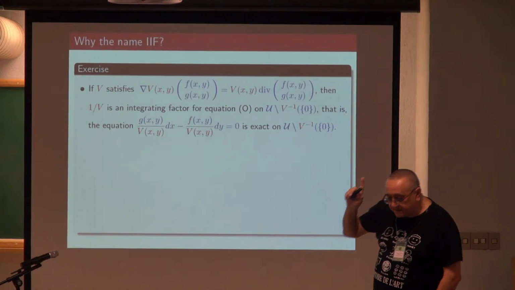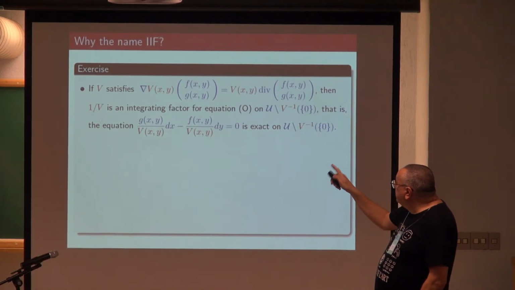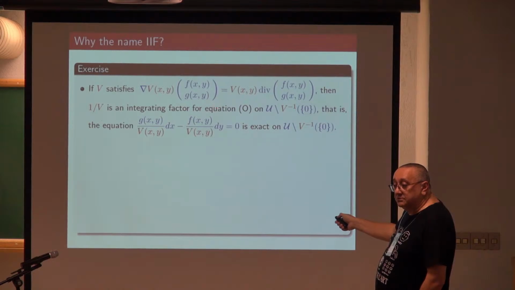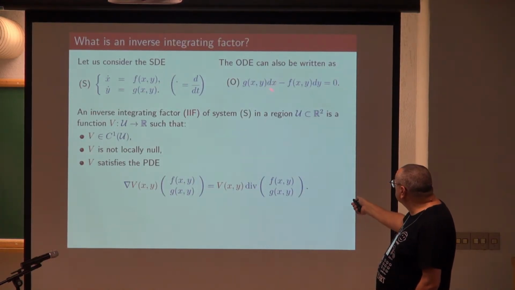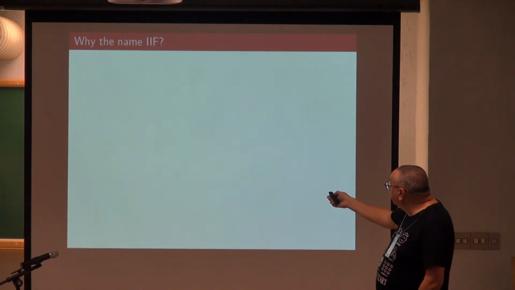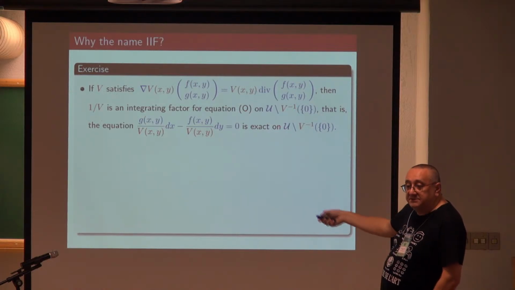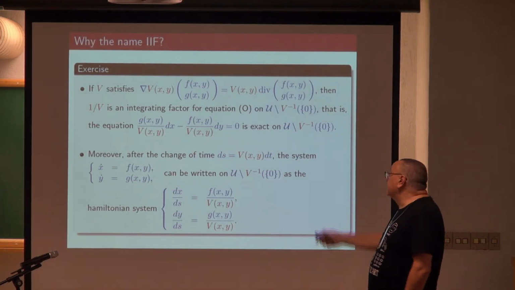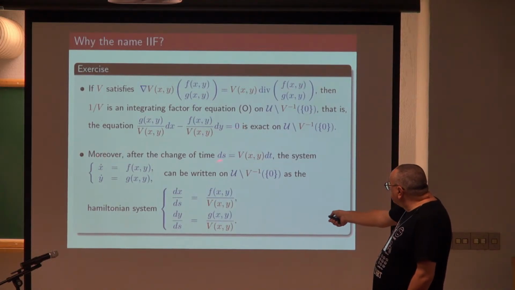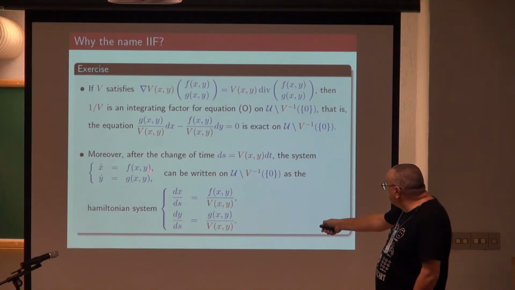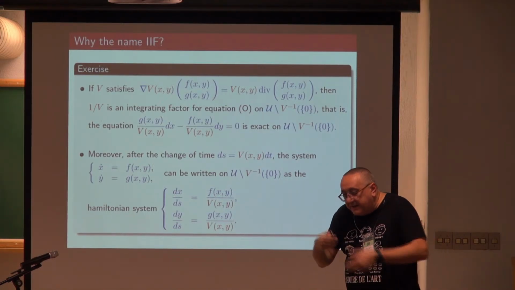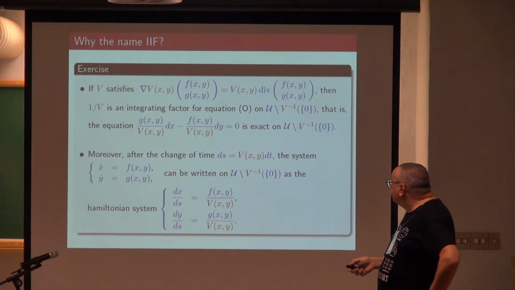Well, exercise. This is the first exercise. It is called an inverse integrating factor because if a function v satisfies this equation, then 1 over v is an integrating factor for the equation of this one I have written in this line. That is, this equation is exact. This is something that you can do. It's very easy. Moreover, something important that we have to keep in mind: if this equation is exact, then after the change of time, this one, the system can be written in this way, and this is a Hamiltonian system. This is important to apply in some moments of our theory. Okay.